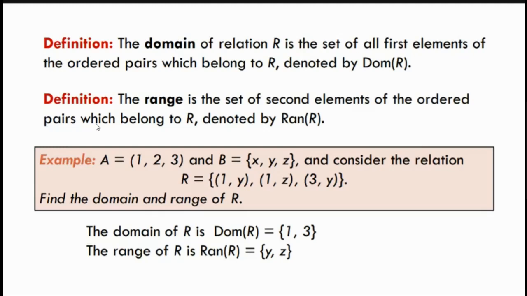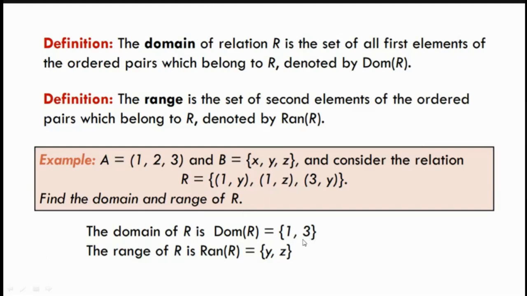For example, A is equal to {1, 2, 3}, and B is equal to {x, y, z}. Here a relation is formed: R = {(1, y), (1, z), (3, y)}. Now, what is the domain of this given relation R? The domain is the first elements of the ordered pairs. What are the first elements? 1, 1, 3. Here 1 is repeated, so take it only once. So the domain of R is {1, 3}.